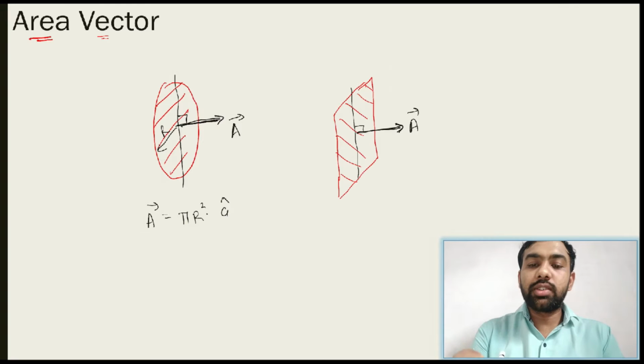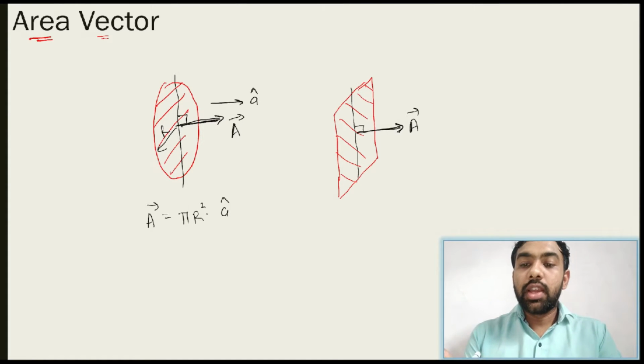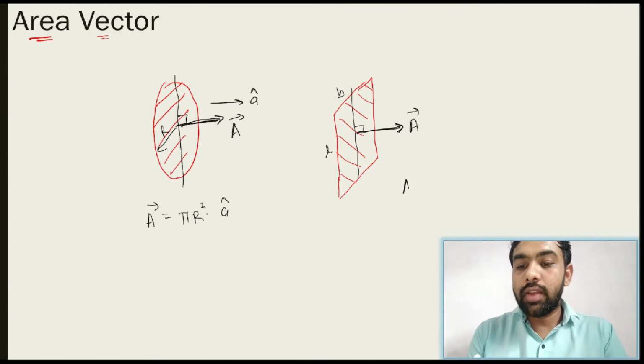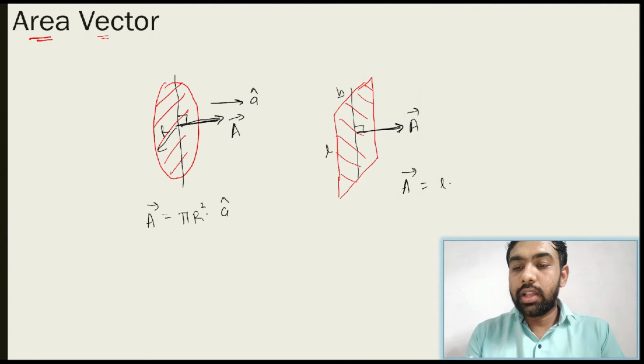Then the area vector is given as A is equal to pi r square into a unit vector, where this direction is the unit vector. Do you understand? Similarly, if this is a rectangular plate with length L and breadth B, then the area vector is represented as length into breadth into a unit vector, where a unit vector is this one.